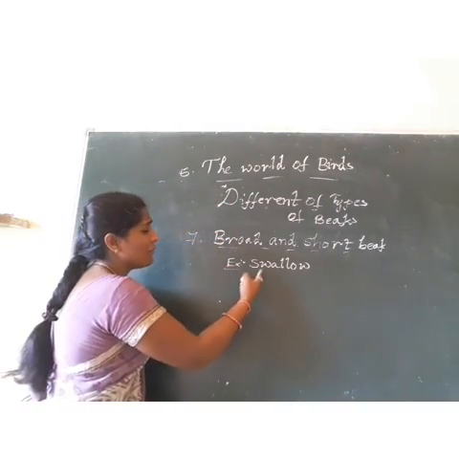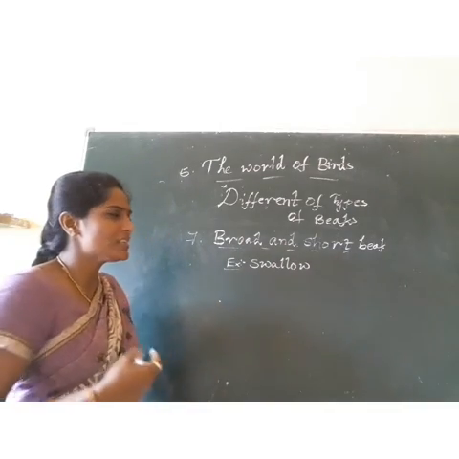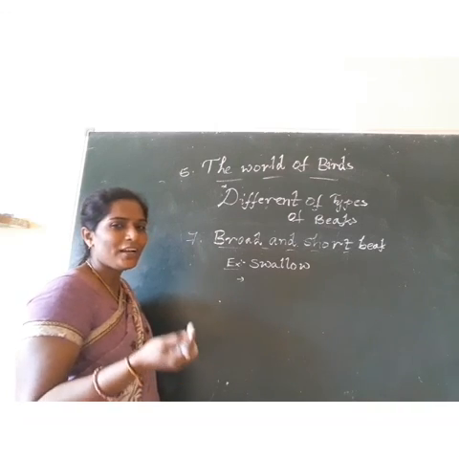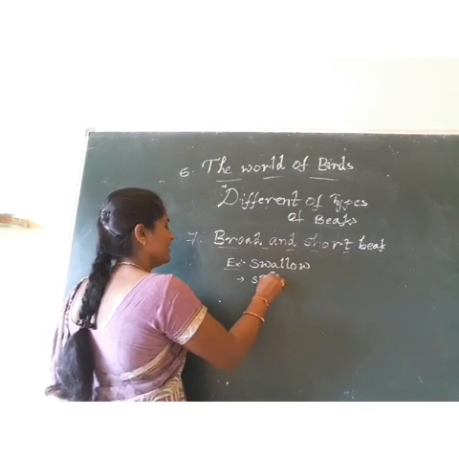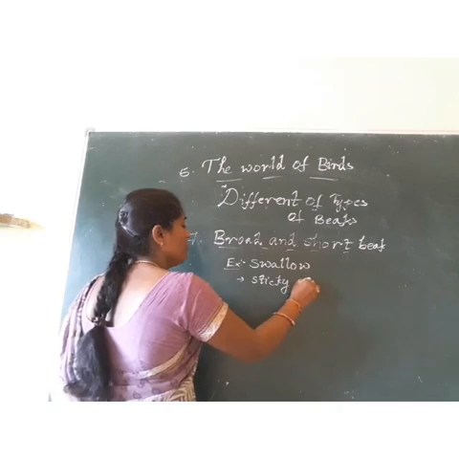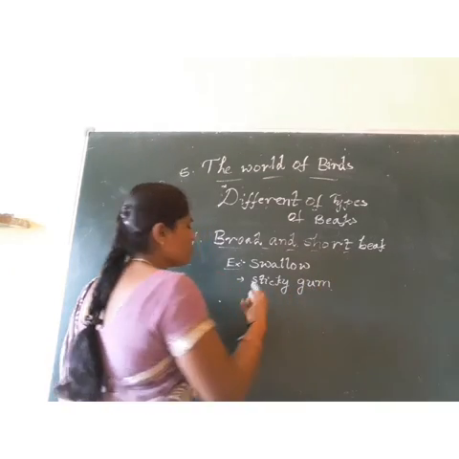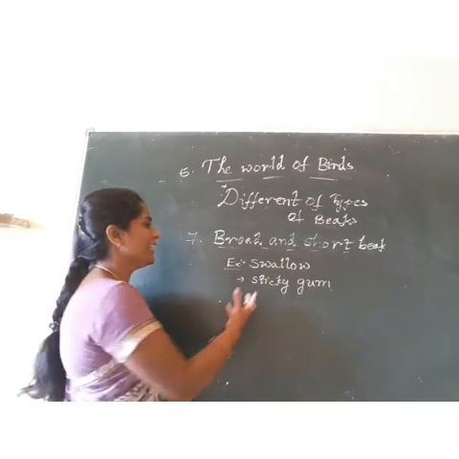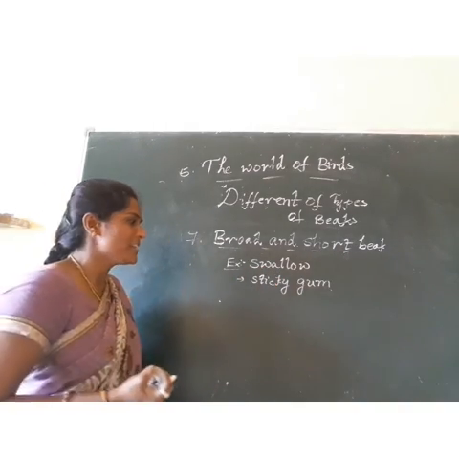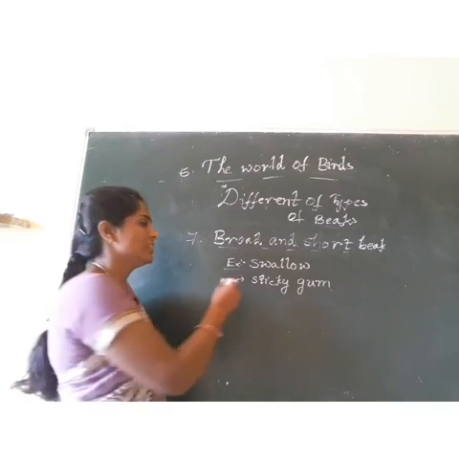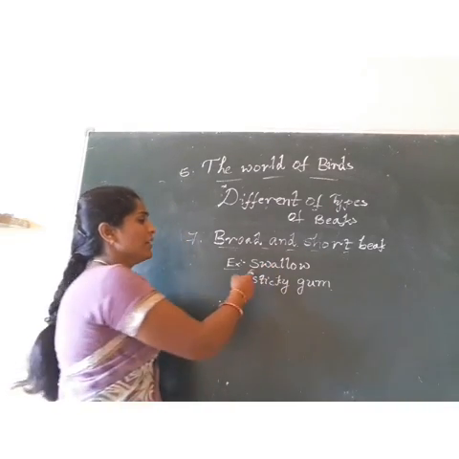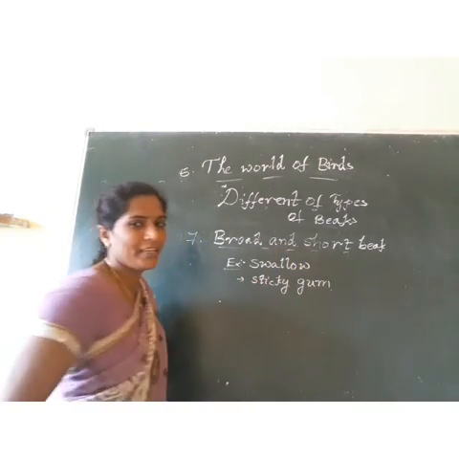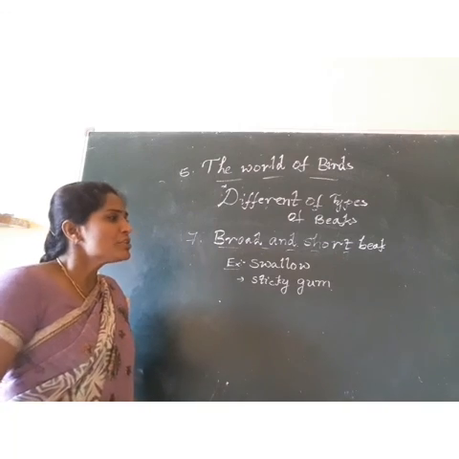This bird's name is also swallow. What is the speciality of this swallow? It has a sticky gum inside its mouth. Sticky gum is present inside the mouth. So when it is flying in the air, it can trap the insects and then attach them into the mouth. So that bird is the swallow, and it has a broad and short beak.